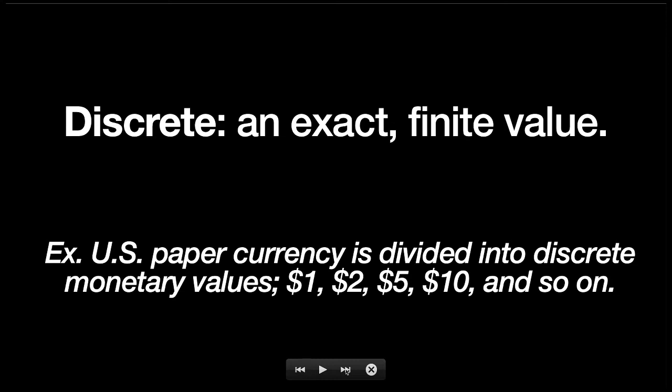So there is no 1.2135 dollar bill, for instance, or a $5.311 bill. That does not exist. These are finite, discrete values, whole numbers in this case. Although they don't exactly have to be whole numbers to be discrete, but in this case, these are whole numbers.